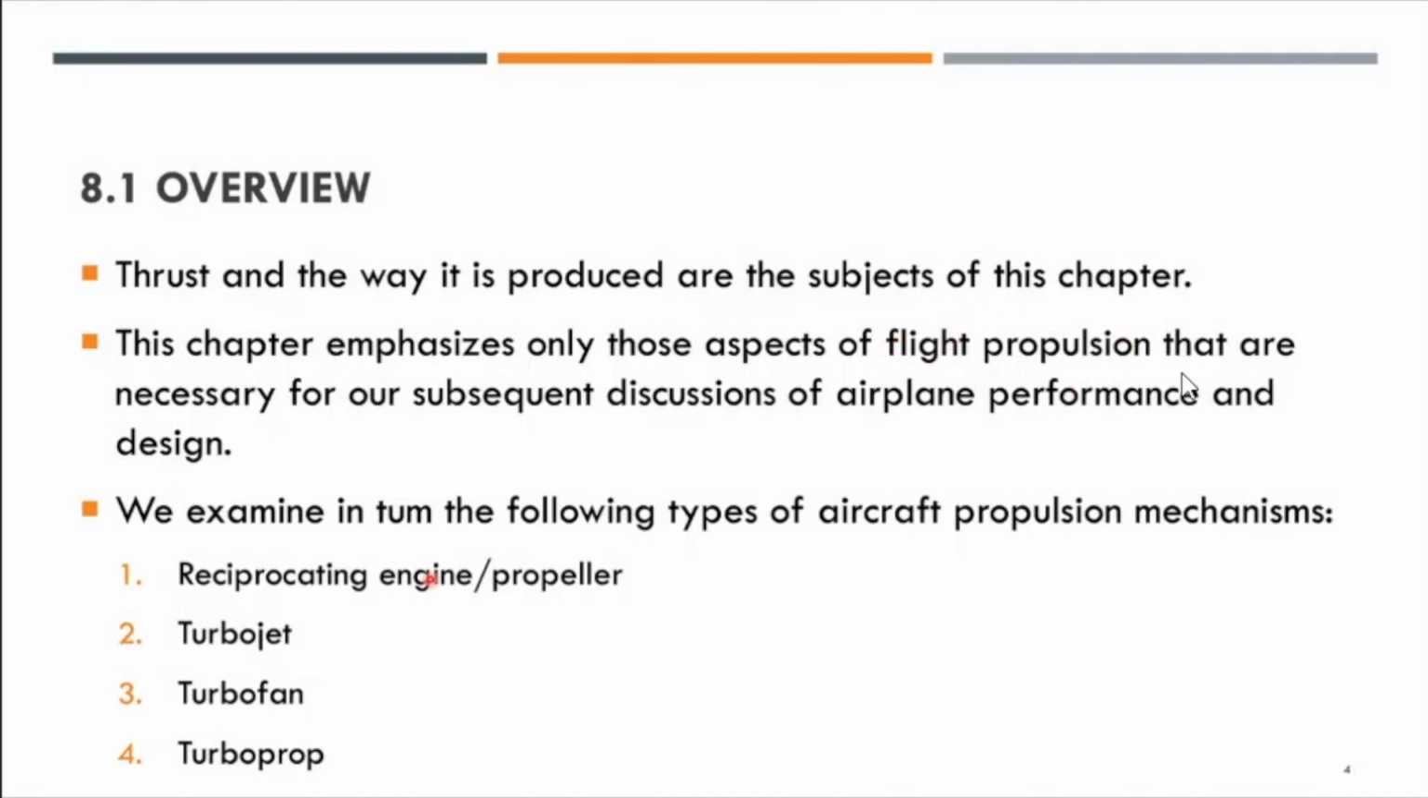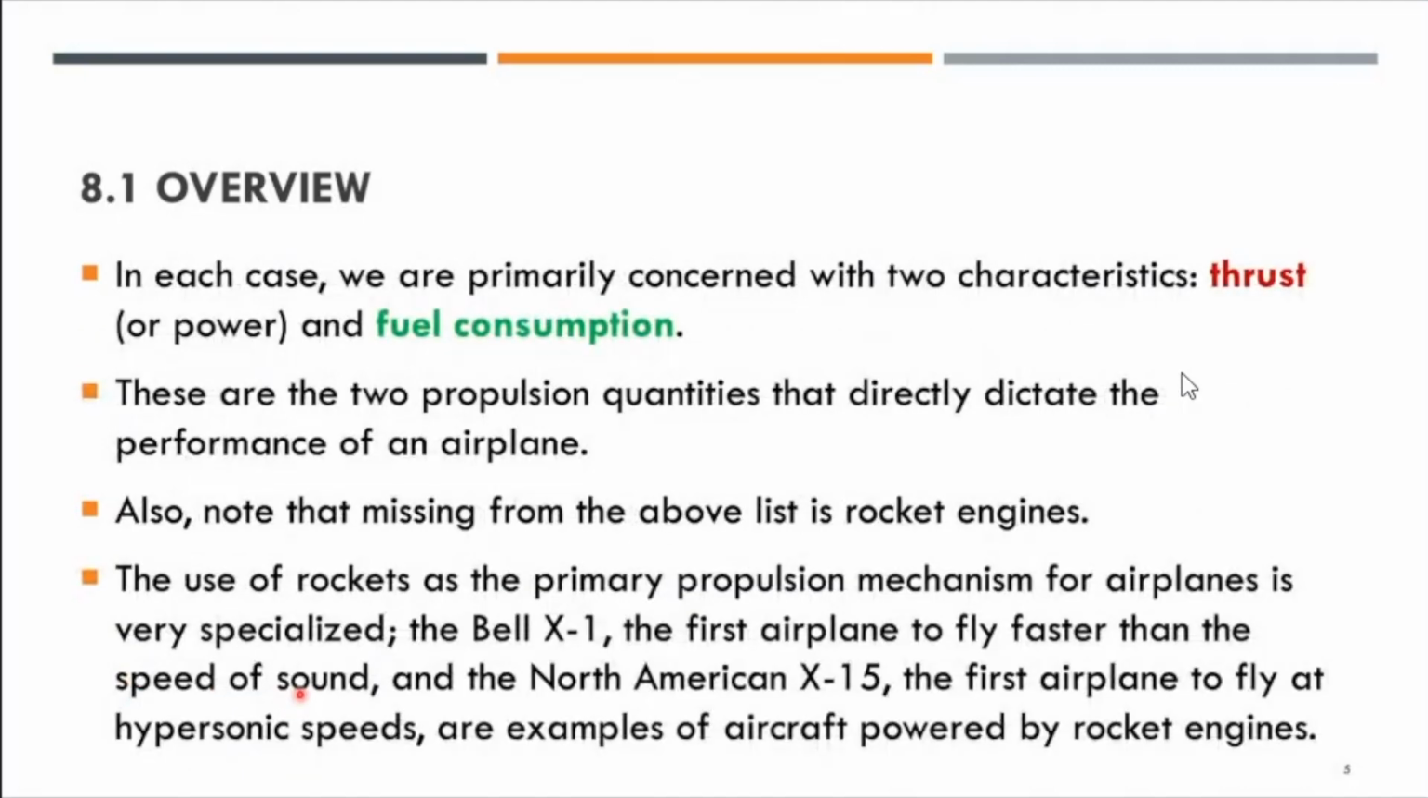We will examine in turn the following types of aircraft propulsion mechanisms, including the reciprocating engine with propeller, the turbojet, turbofan, as well as the turboprop. In each case, we are primarily concerned with 2 characteristics. The first one is the thrust, or known as the power, as well as the fuel consumption, right? These are the 2 propulsion characteristics that directly dictate the performance of an airplane.